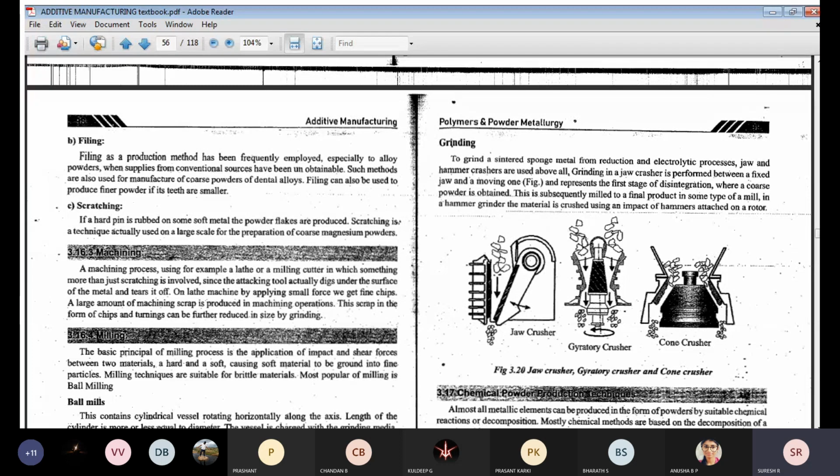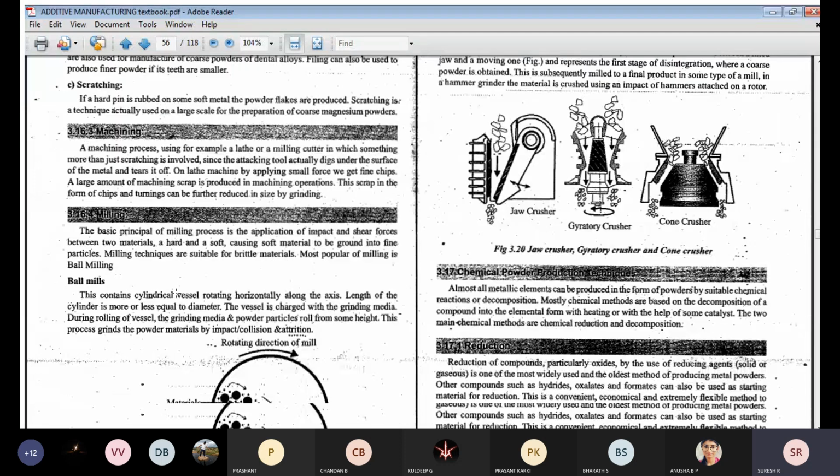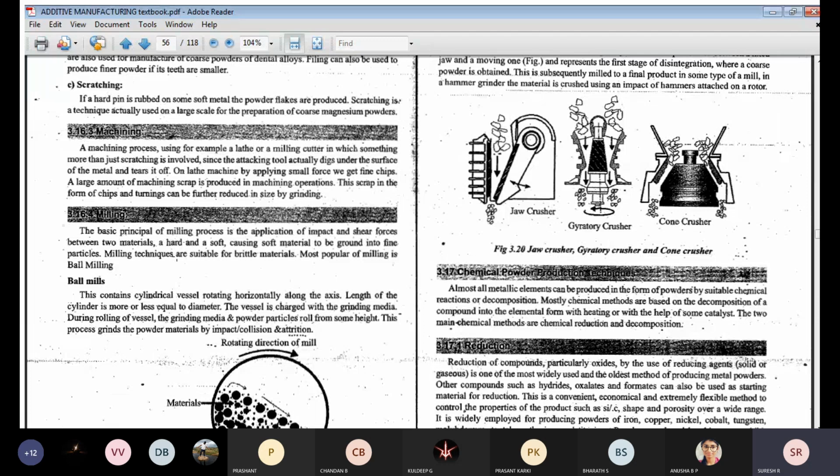If not metal powder, at least the coarse, smaller size particles we can obtain in terms of small flakes. So this is also the second important method of producing the metal powders. The third important one is milling. Especially in milling, one important type is ball milling. I think you have seen the ball milling machine equipment in our laboratory.